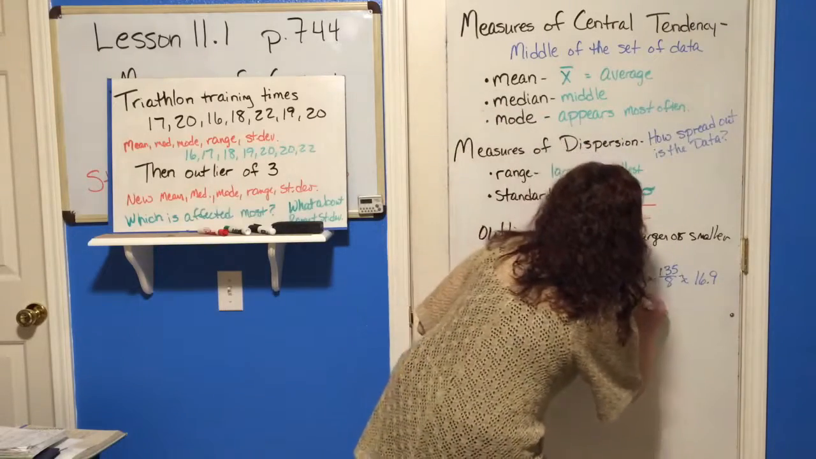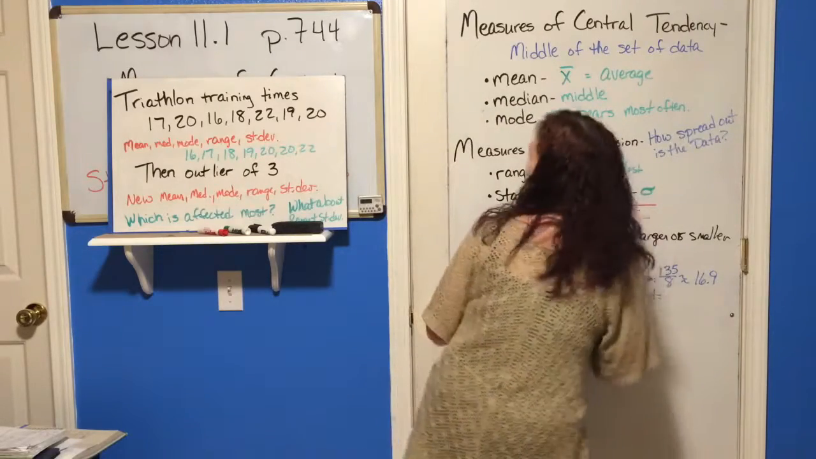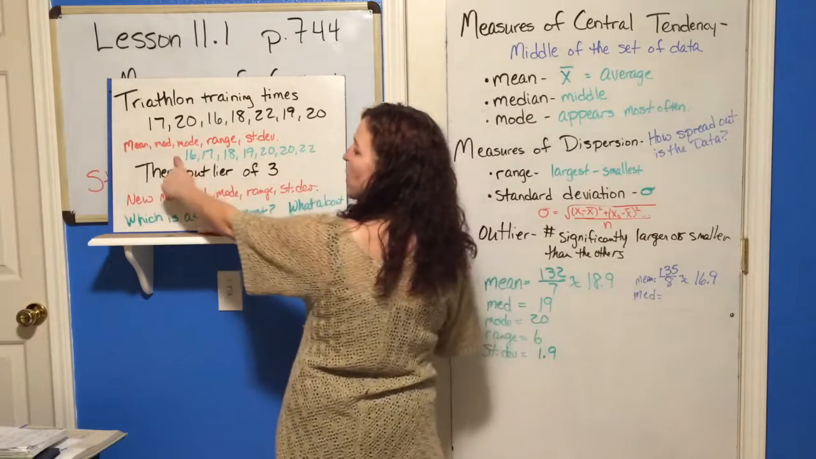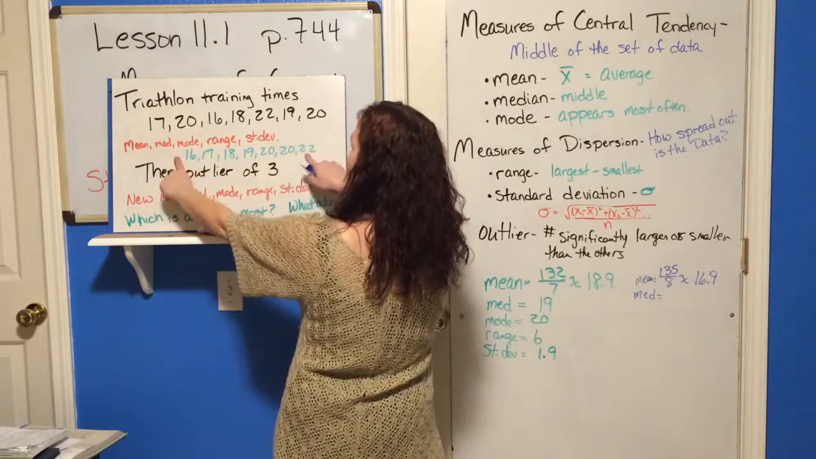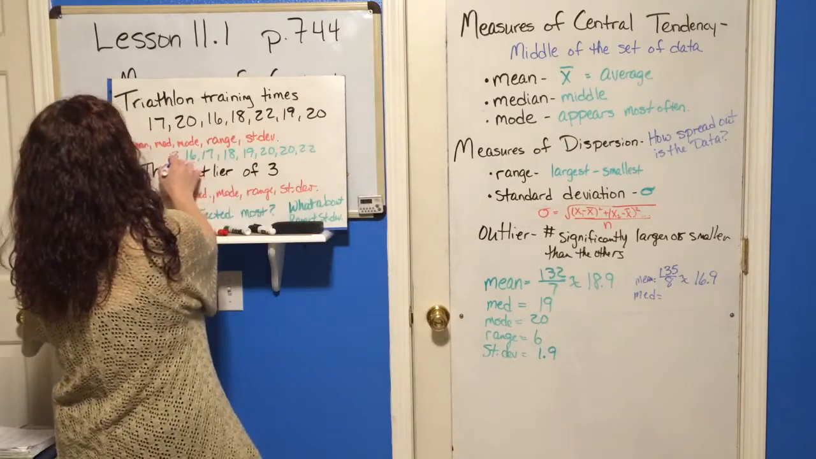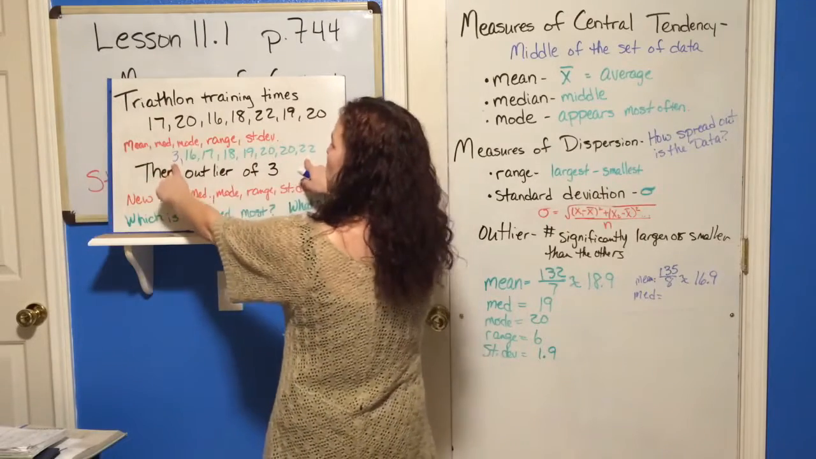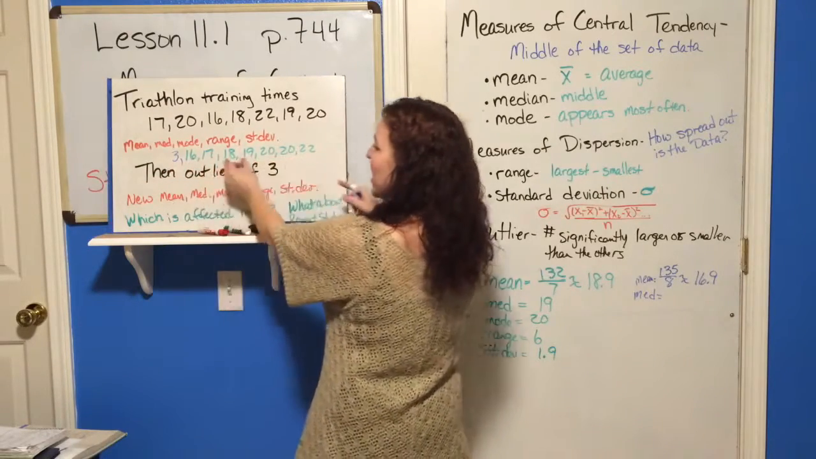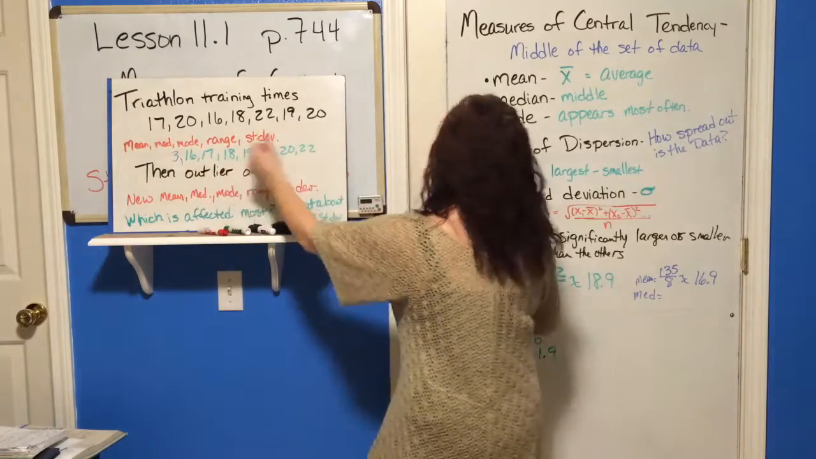And then the median. Now the median, because this outlier of 3 is going to go to the front, there's a 3. Let's add it on to the beginning here. So now there's a 3. And then when you go to the middle, it's halfway between 18 and 19, so 18.5.